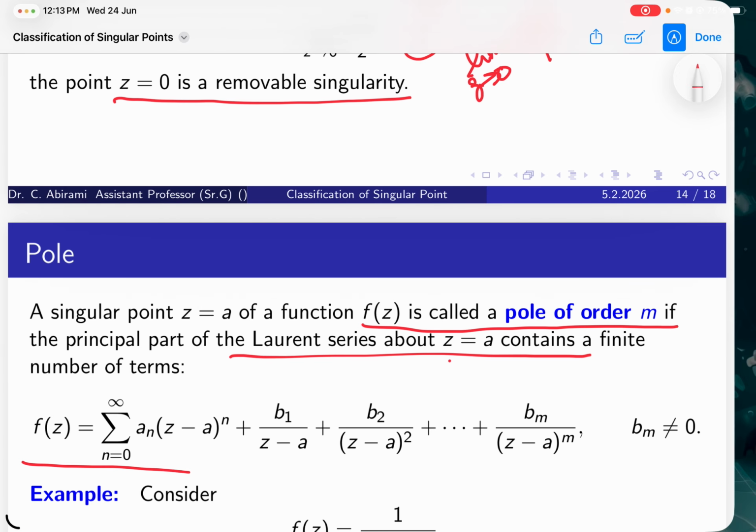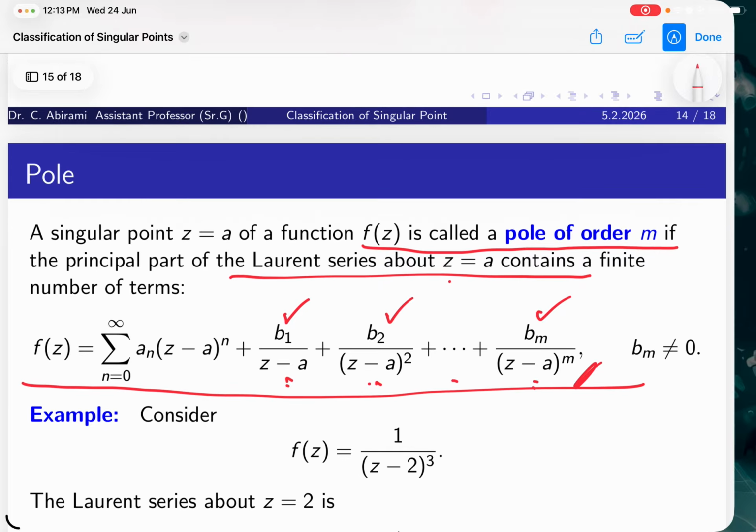See, this is the expansion of the Laurent series. In this expansion, it contains a finite number of negative powers of z minus a. 1, 2, how many terms? A finite number of terms, m terms will be there in the Laurent series expansion. Then I can conclude that z is equal to a is a pole of order m. For example, f of z is equal to 1 divided by z minus 2 the whole cube.